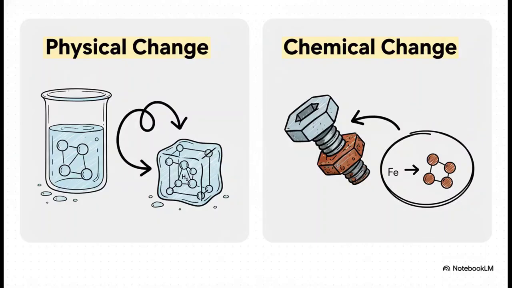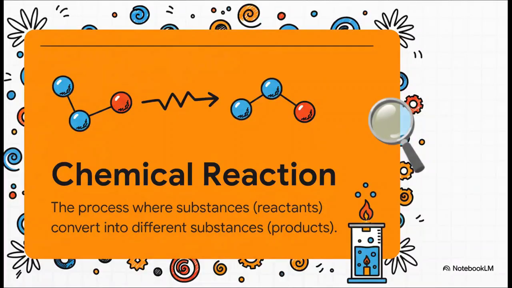But then on the other side, you've got a chemical change. That iron in the nail reacts with oxygen in the air, and boom, you get a totally new substance, iron oxide. You know it as rust. And that's the whole point. It's something new, and you can't just easily go back. And that process, the one that makes a totally new substance, that's what we call a chemical reaction. It's basically the engine driving every single chemical change you see. And honestly, this idea is the foundation for everything else we're going to talk about.